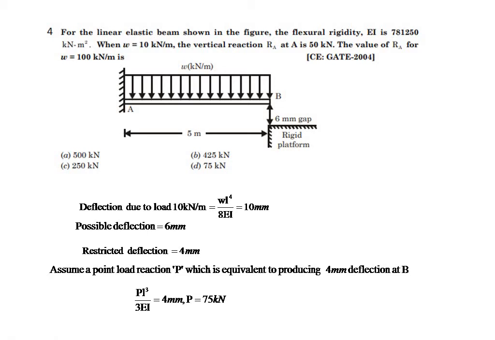The total load was 100 into 5, that is 500 kilonewton, acting on this beam, out of which 75 kilonewton reaction is provided by the end B. The remaining load is given as a reaction by the end A. So 500 minus 75, that is 425, is the reaction at the point A. So the answer is B, 425 kilonewton. This is an interesting question.